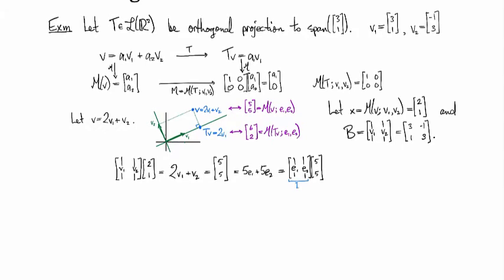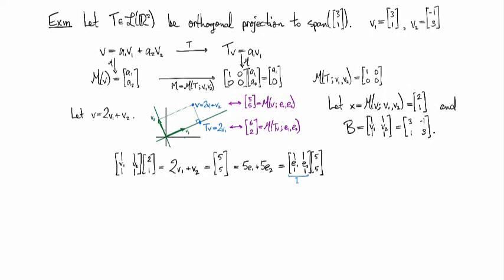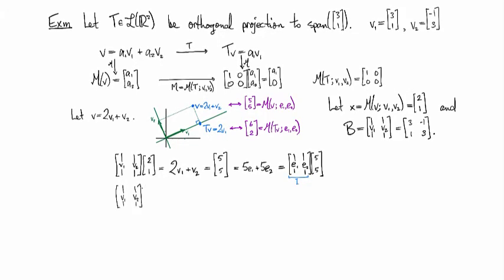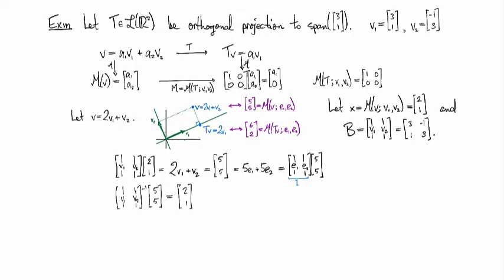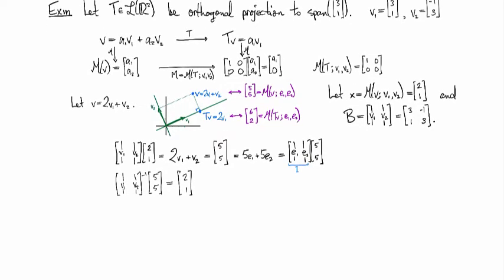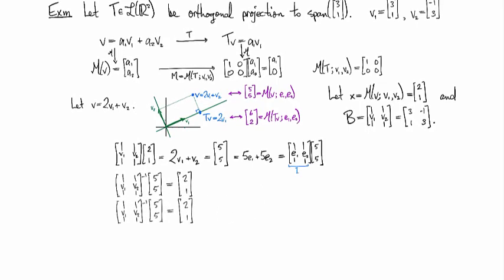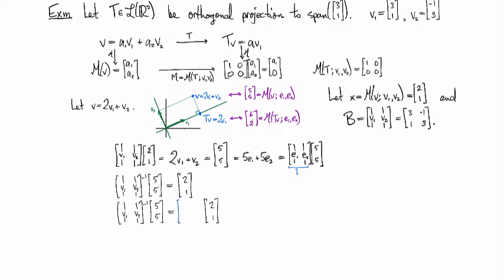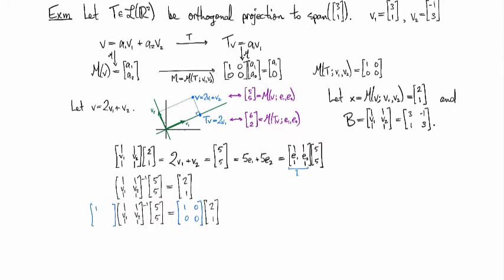Okay, so from this equation between B times (2, 1) and (5, 5), if we multiply across by the inverse, then we see that the inverse of the matrix with columns v1, v2 times (5, 5) is going to give us (2, 1). And so now if we look at what happens when we apply the transformation, then we're going to have this same thing, but now we're going to be multiplying both sides by the matrix of the transformation here. So we've got [1, 0; 0, 0], and again [1, 0; 0, 0].